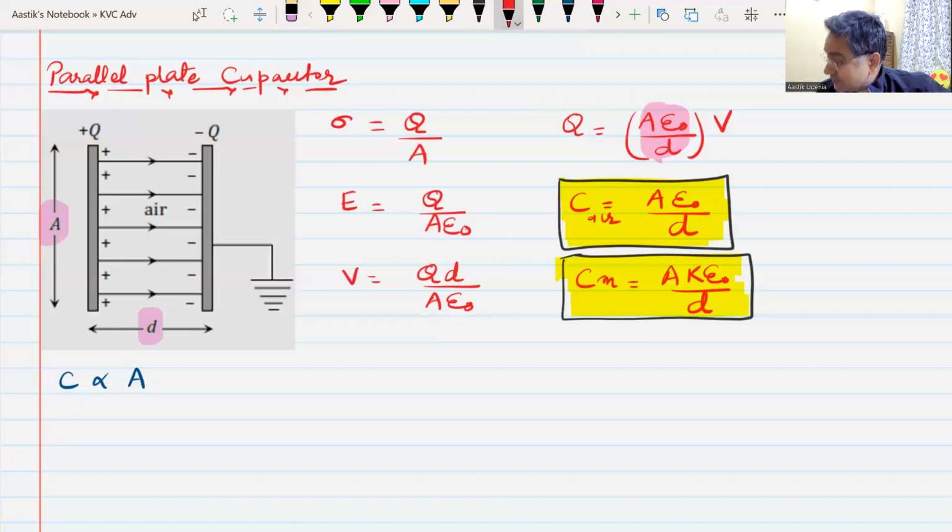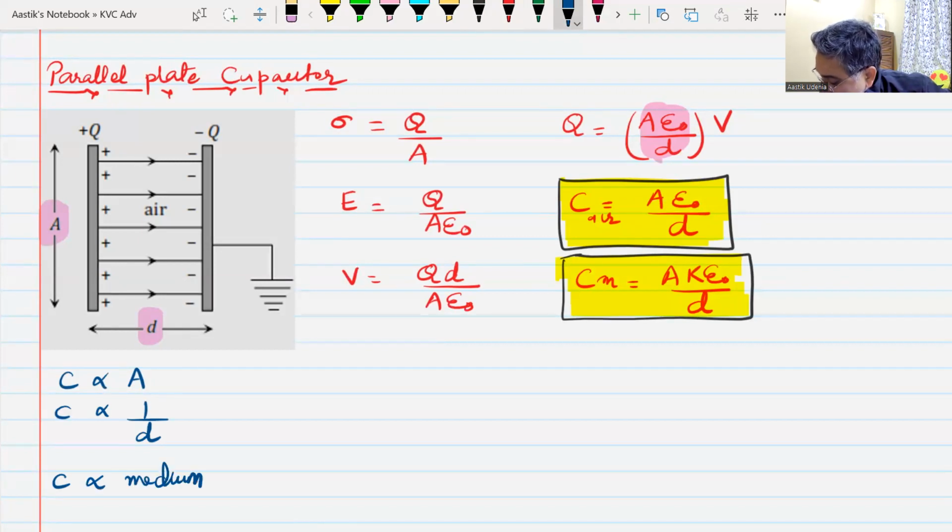This capacitance is inversely proportional to the distance. If I make the distance smaller, capacitance will become larger. And this capacitance also depends on the medium or the dielectric constant. Yes or no? So it depends on all these three terms. Do we understand this? Yes, sir. These are the formulas that you must remember.